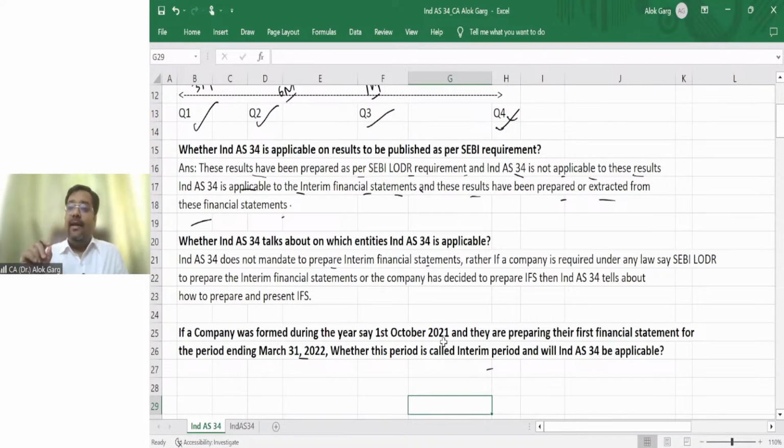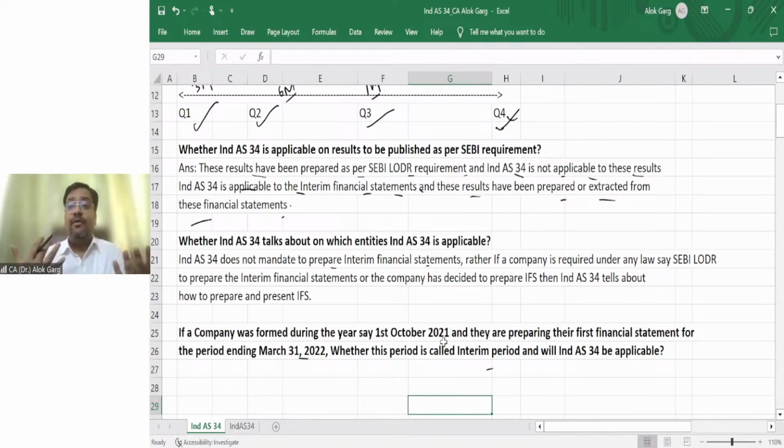So friends, Ind AS 34 does not talk about who needs to prepare interim financial statements. Ind AS 34 says that if you are required to prepare interim financial statements due to any law, like for listed companies, what is the law? For listed companies, SEBI regulation is the law, right? So if any company is required to prepare interim financial statements due to any regulations, due to any law, in that case, these listed companies have to prepare interim financial statements as per Ind AS 34.